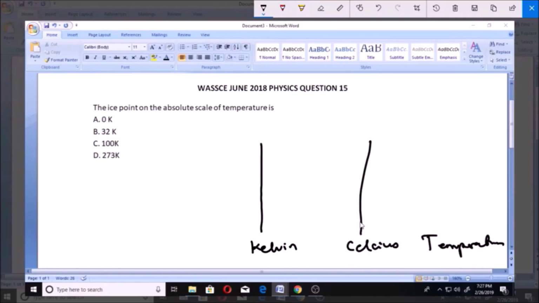Now in the Celsius scale, we know that for water, we have 100 degrees Celsius for boiling. Then we have the ice point, 0 degrees. Then we also have the absolute zero, which is minus 273. This is for Celsius.